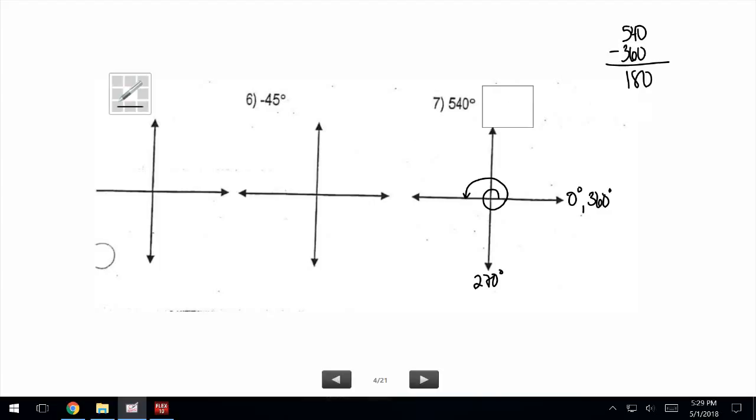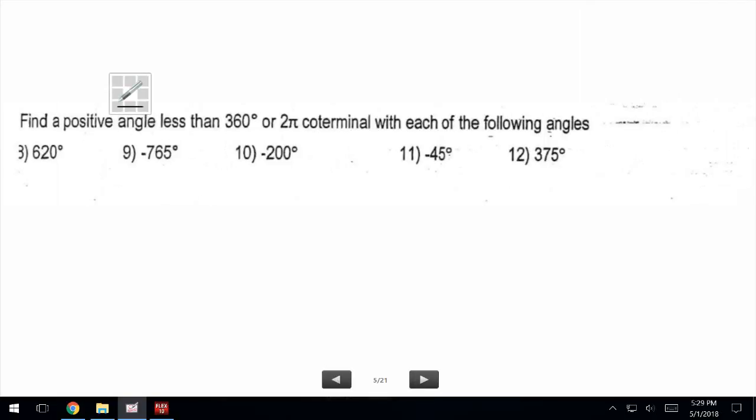All right, let's flip over to the next page on the back. All right, notice that it doesn't say sketch. It says find a positive angle that's less than 360. So it's not going to be like number 7 that we just did where it goes around more than once. It's going to stop before 360, okay? Don't worry about this right now because you don't know what that means.